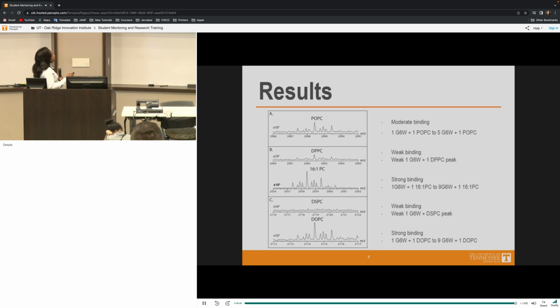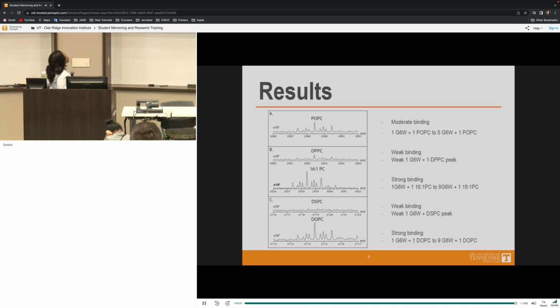16:1 PC was very strong, as you can see. The intensity was very high. DSPC was weak as well, which was the worst one that I did during all my samples. As you can see, DOPC was very high, just like 16:1 PC, where the intensity was pretty high as well. And as you can see, the mass charge, and you can see the intensity as well.